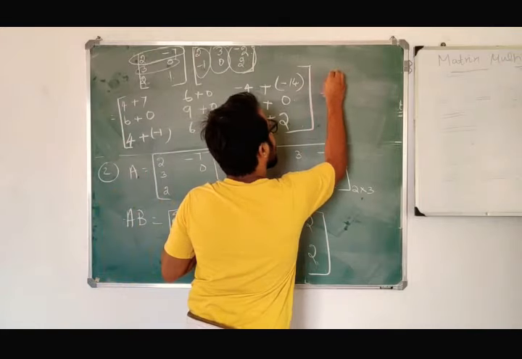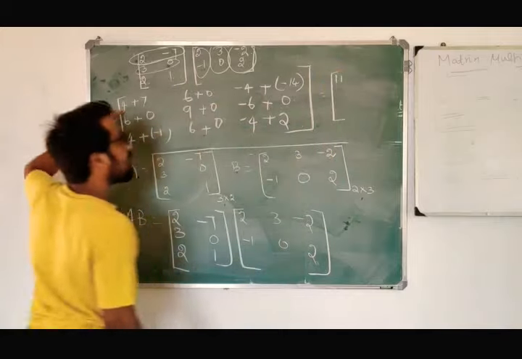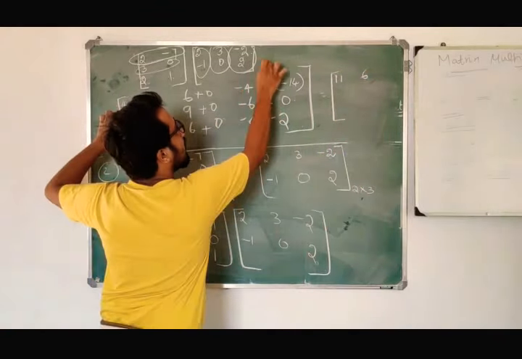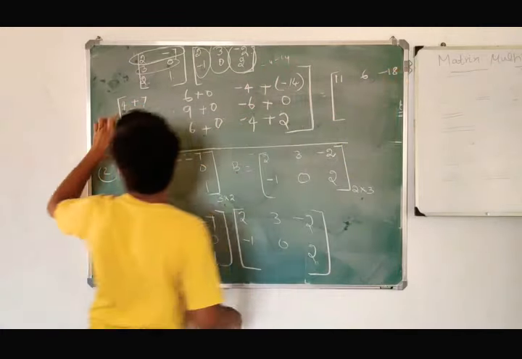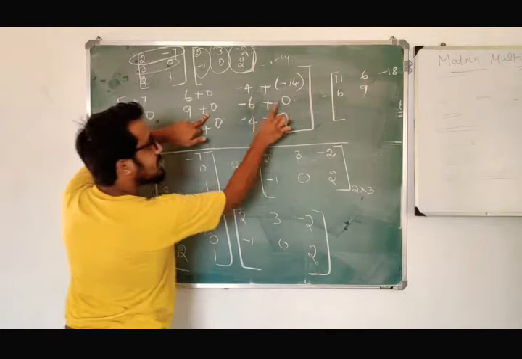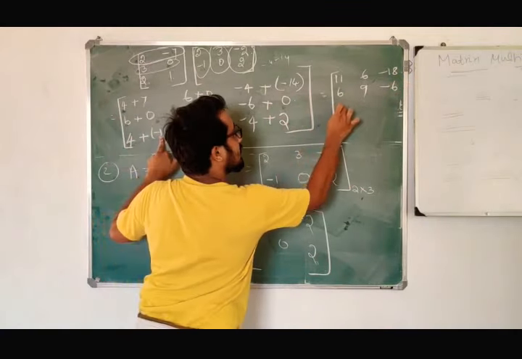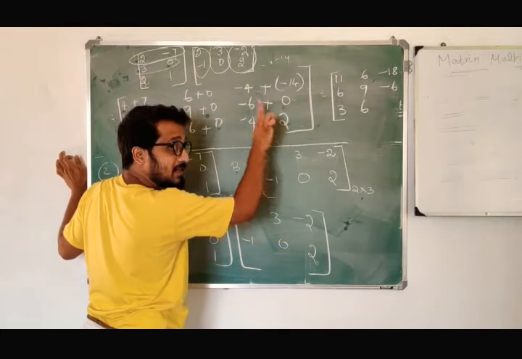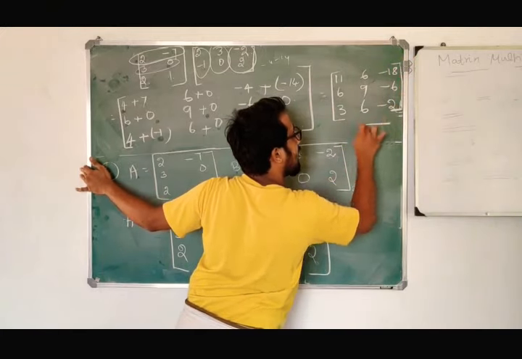Now, listen. 7 plus 4, 11. First element is 11. 6 plus 0, 6. Minus 4 minus 14, minus 18. Now 6 plus 0, 6. 9 plus 0, 9. Minus 6 plus 0, minus 6. 4 minus 1, that is 3. 6 plus 0, 6. Minus 4 plus 2, that means minus 2. This is the resultant matrix.